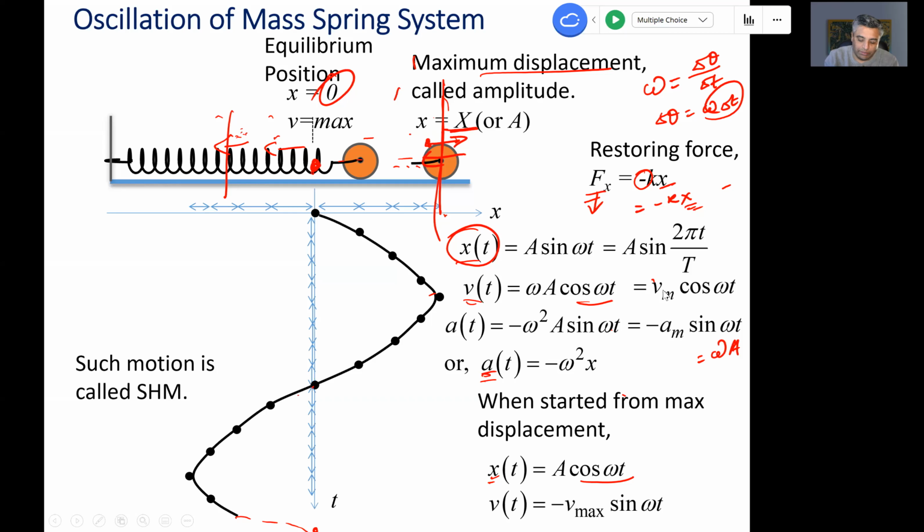So this kind of motion is called simple harmonic motion. So in simple harmonic motion, what's happening? It's repeating back and forth, and the acceleration and x are directly proportional. They are directly proportional, but their sign is opposite, okay? When that's the case, it becomes simple harmonic motion. That's the definition of simple harmonic motion.